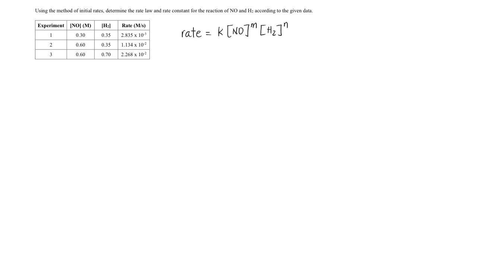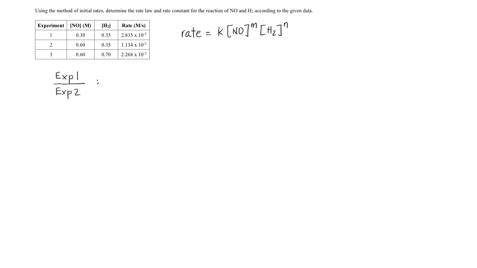In this method, we're going to choose two experiments to work with where one concentration is varied and the other remains constant. So I'm going to choose experiment 1 and experiment 2 because the concentration of NO changes, but the concentration of H2 remains constant. I'm going to plug in the values from each experiment into my rate law expression.